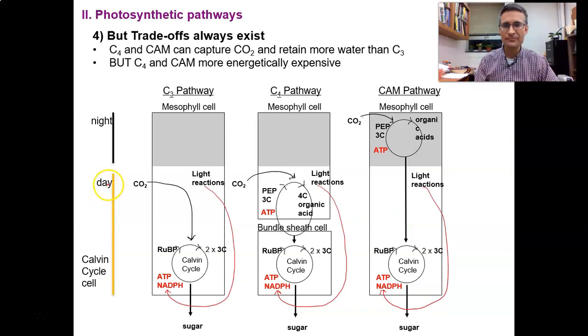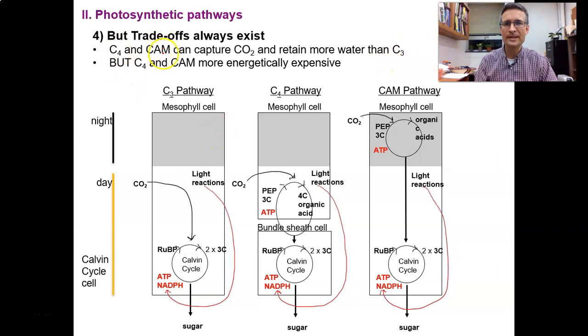Both CAM and C4 pathways are pathways that have evolved in response to trying to mitigate this trade-off between CO2 gain and water loss. And both of them do it in some very different ways. Both of them do it very successfully. But for every solution, there's still a trade-off. So even though we're mitigating one trade-off, we're creating another. And so I'd like to end our thoughts on photosynthetic pathways by thinking about the trade-offs that exist between C4 and CAM on the one hand and our more familiar pathway, the C3 pathway.